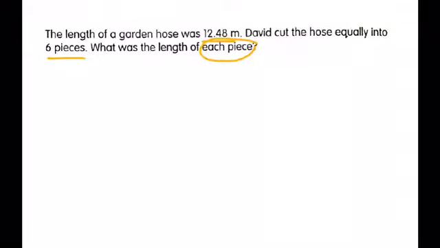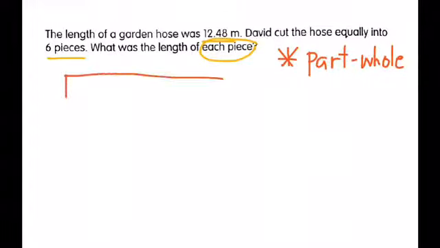So for this word problem, I want you to label in your journal, as you try to answer, that we are working on a part whole word problem. But then again, which operation are we going to use? Let's see. Now, how do we represent 12.48? Let's try to draw our whole, and do not forget to label.